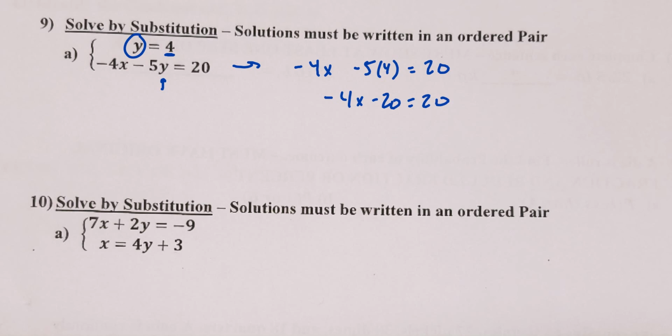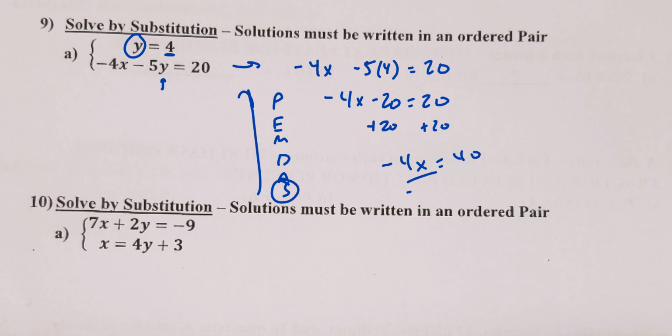Now it's just a PEMDAS in reverse problem. I get rid of the subtraction by addition. I get negative 4x equals 40. I divide by negative 4 now on both sides. I get x equals negative 10.